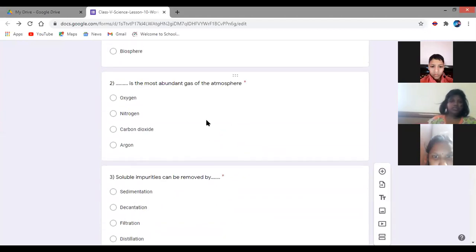Second one. Dash is the most abundant. Abundant means what, children? In large amount. What is the most abundant gas of the atmosphere, which is available in large amount in the atmosphere? You don't tell the answer, you write. Do whatever you know.